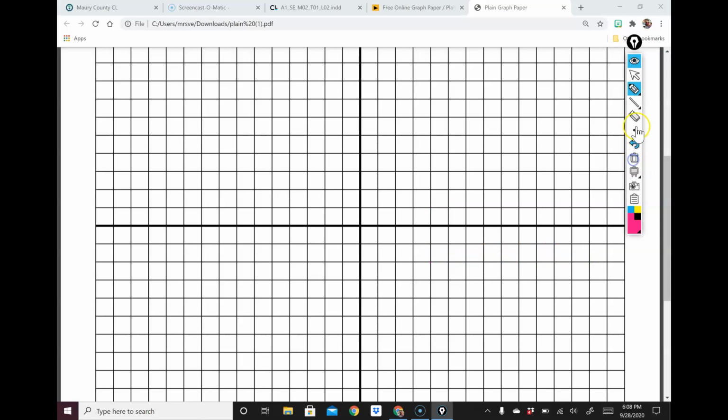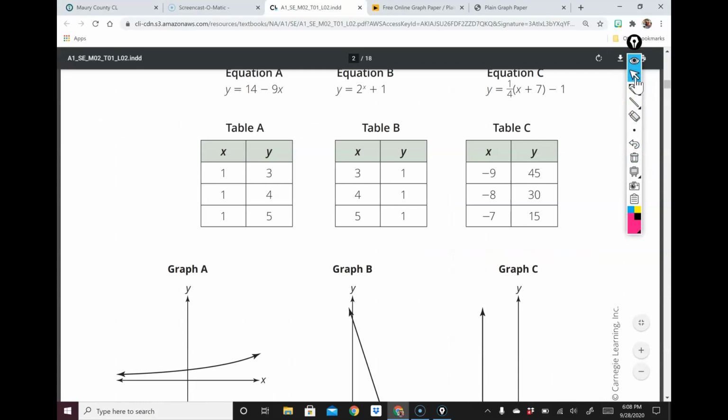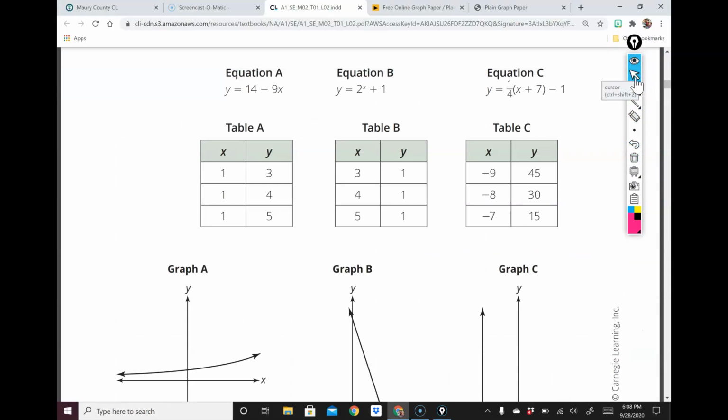Let's look at table C. Table C, we could also plot these points, or we can calculate the rate of change. I notice that my x values are increasing by 1. The difference of my y's would be 30 minus 45, which gives me negative 15.